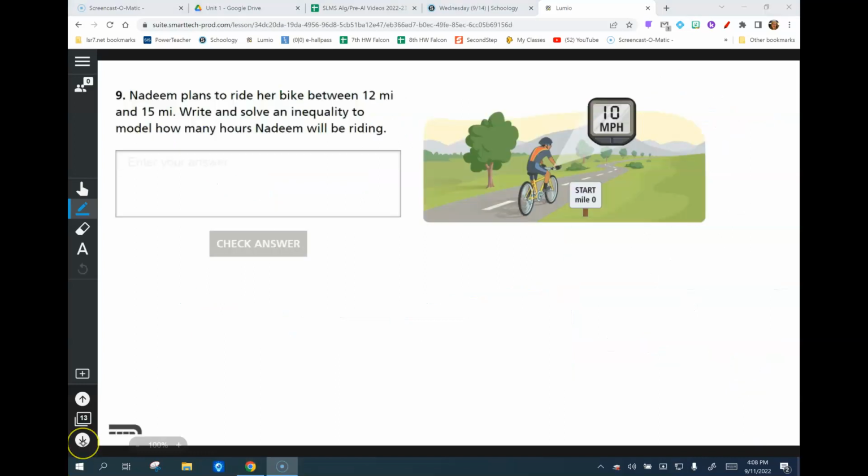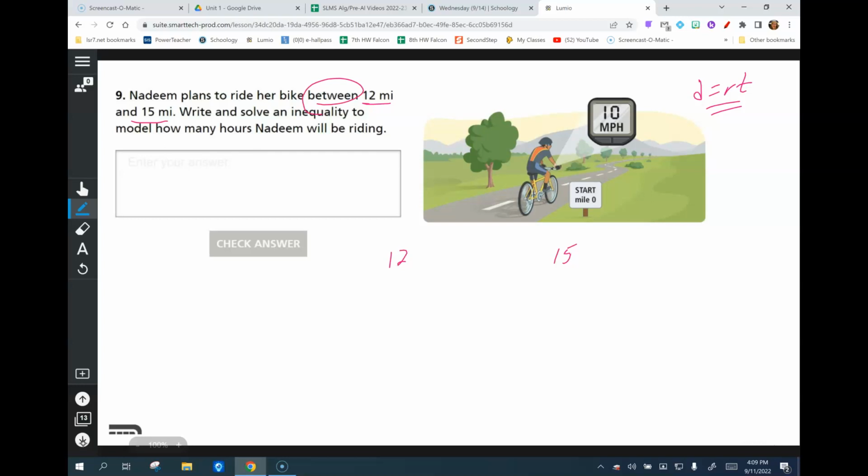Great. Okay. Word problem, you know we're going to have these. Nadine plans to ride her bike between 12 and 15 miles. Okay, I told you that we would see this again. Notice that what we're using, distance is equal to rate times time. Yep, you're going to have that formula memorized. Write and solve an inequality to model how many hours Nadine will be riding. So it says between, so you're going to go between 12 and 15.